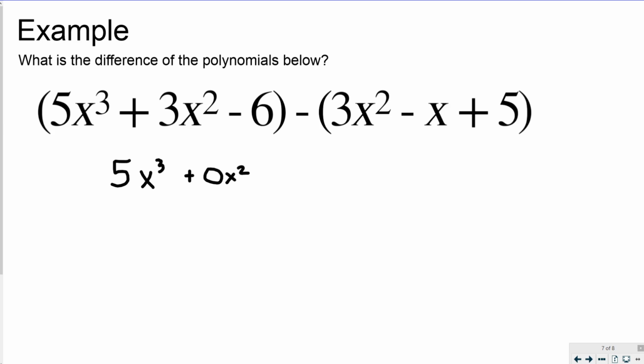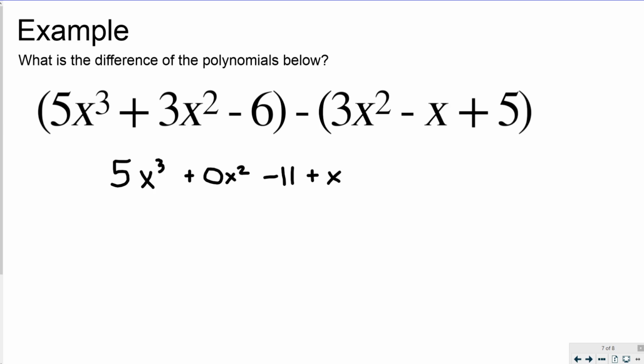And then I have a negative 6 here. And that negative 6 is taking away positive 5. So it's increasing the amount of loss, or minus 11. And then I have a negative x. So really that's adding x.